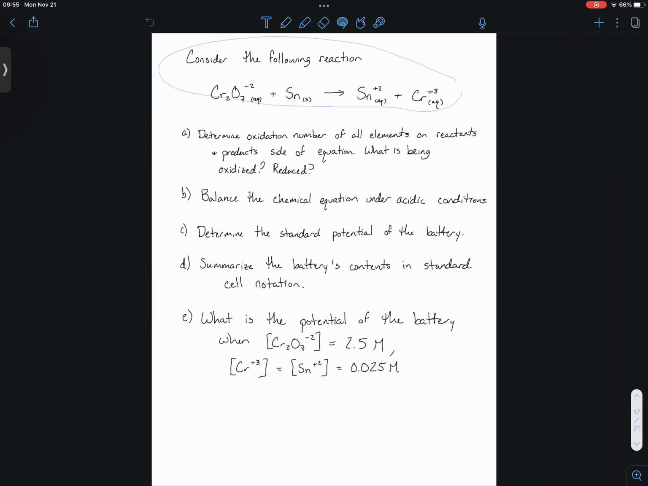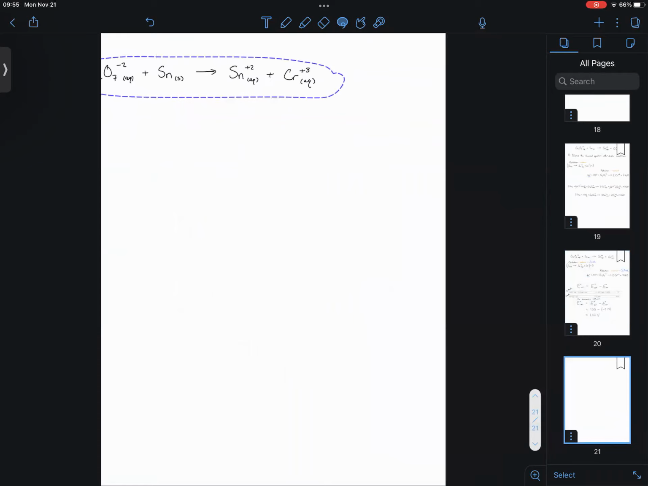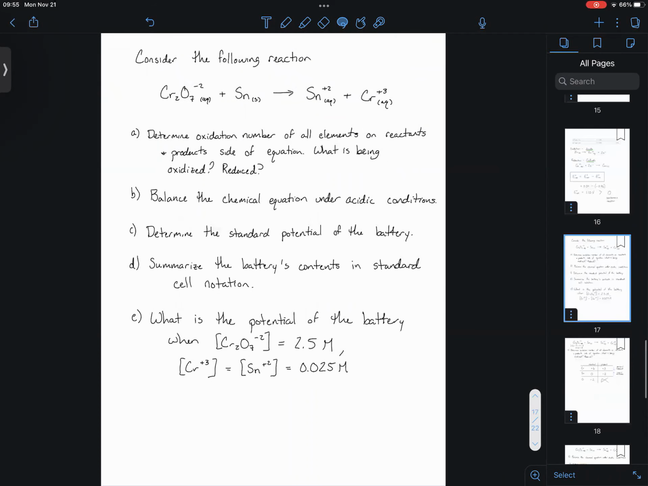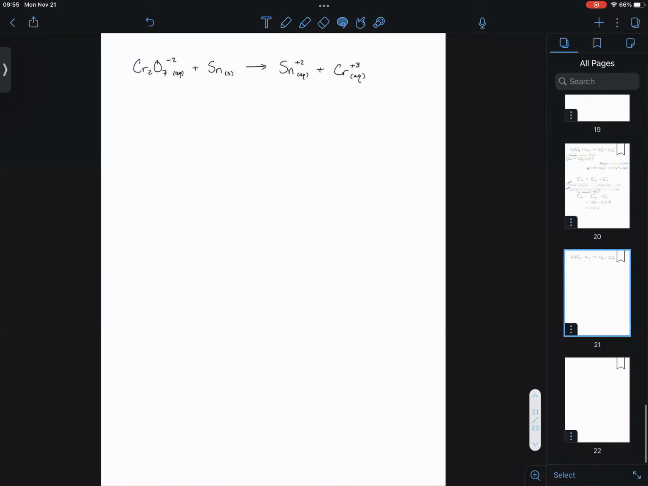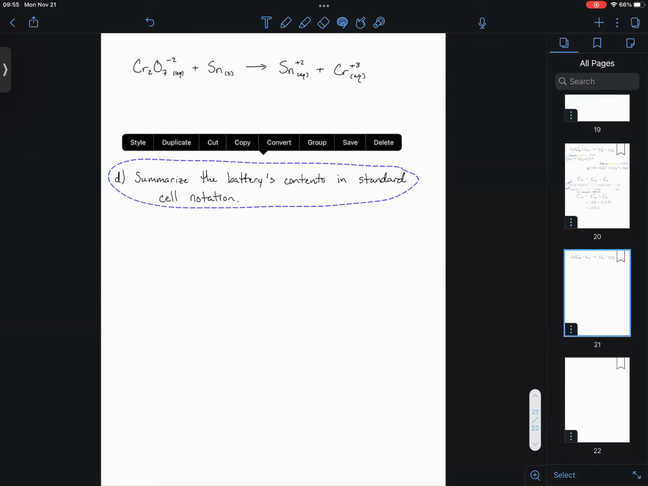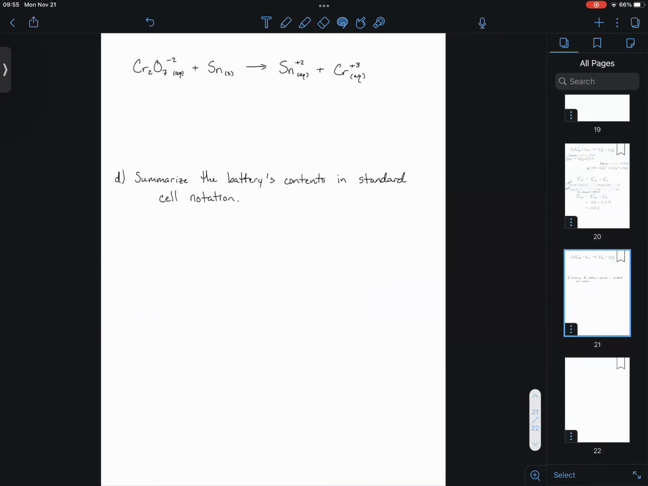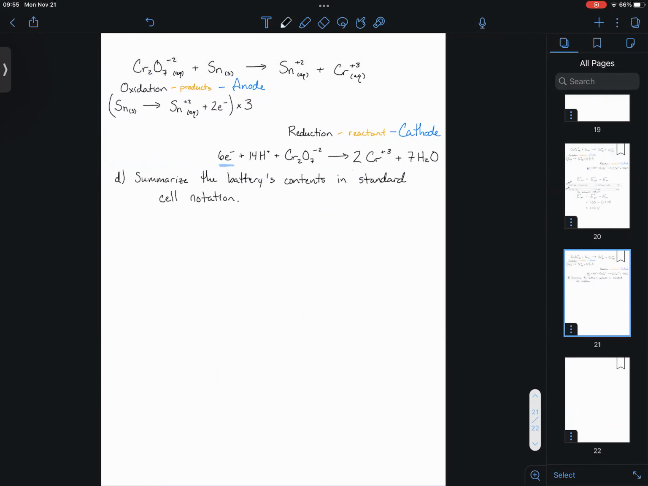Okay, cool. So now we're going to do another thing that we don't want to forget that we learned how to do. It doesn't quite fit into the same quantitative scheme as what we learned, but we should be able to summarize the contents of this battery in that standard cell notation. Again, I'm going to grab those two half reactions so we can look at those.